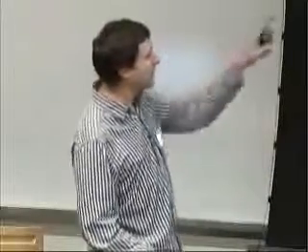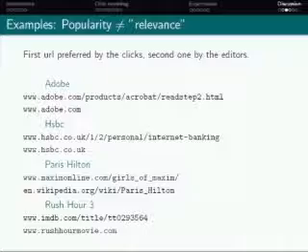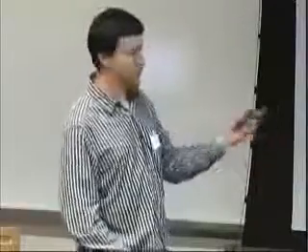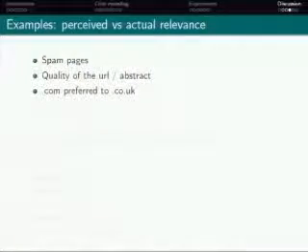I mean, it's almost like a political decision to know what you should put in first position. Personally, I would always follow what the users say, but some other people would disagree. Paris Hilton, people want images, they don't care about her life. Rush Hour, they want the IMDb title and not the official home page. Perceived relevance versus actual relevance.